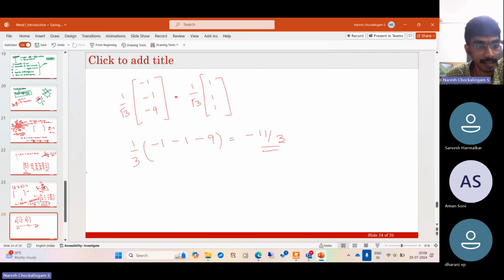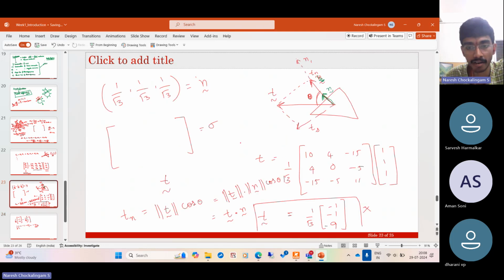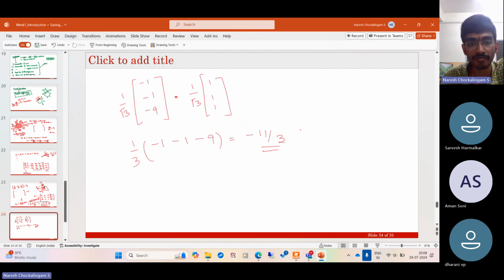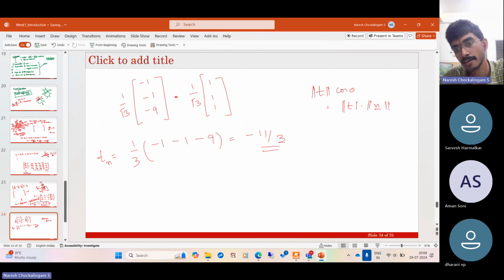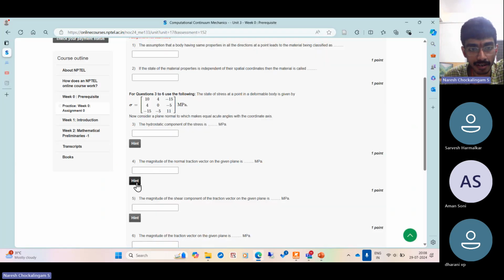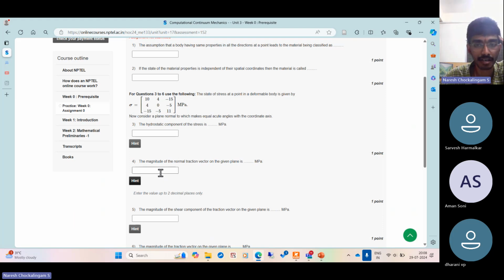I'm not sure. I might have copied some numbers wrong, but I hope you get the overall idea, right? So this Tn is equal to T cos theta, which is magnitude of T, magnitude of N, cos theta. This is nothing but the dot product between T and N. So find the traction vector, take the dot product with N, and then you get the normal component. They are asking for up to 2 decimal places. You can find that out. Any doubts here up to the normal component? No doubts, okay, right?